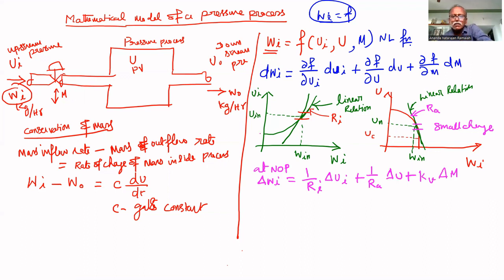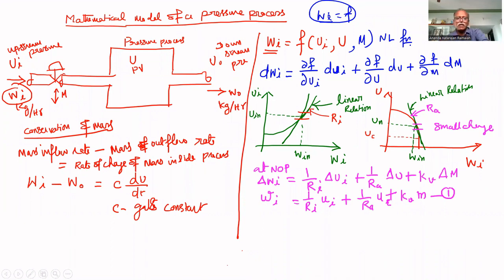But this Δwi, the change in inflow rate, can be written as small wi equal to 1/Ri Δui. Δ capital Ui can be called small ui. Let us assume 1/Ra u plus Kv small m. So we got one relation for the change in inflow rate.